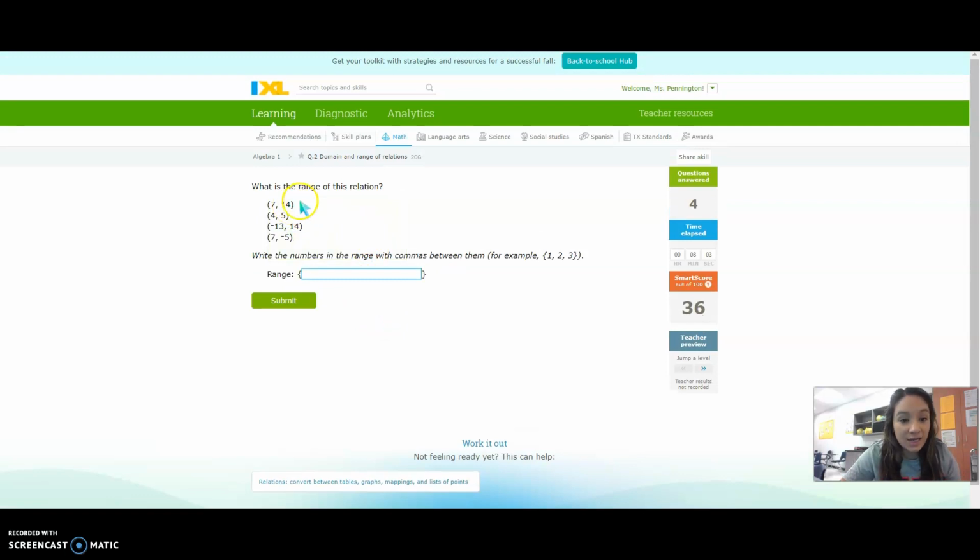Okay, range of this one, again, range is the y values. So I'm looking at the second little number in each point. 14, 5, 14, -5. Now you notice 14 repeats itself, right? So I only need to list it one time. So 14, 5, -5.